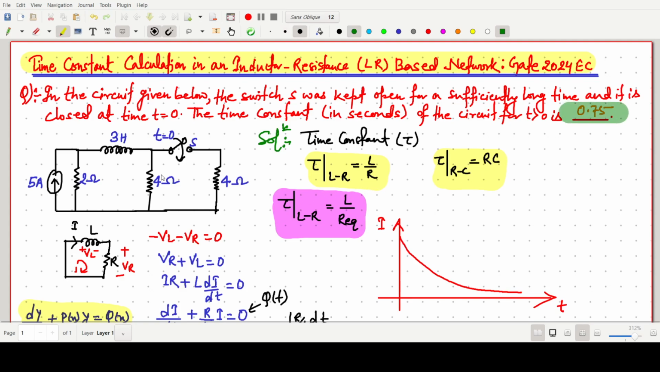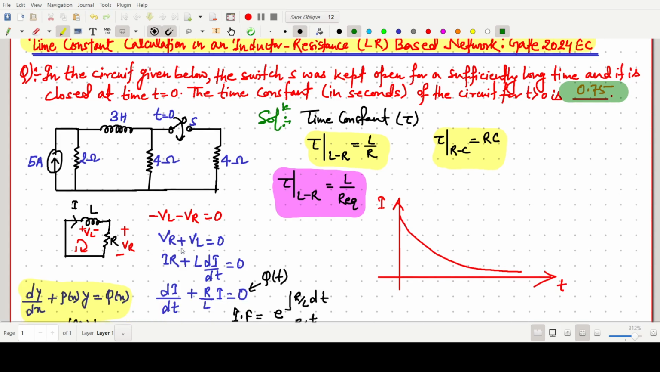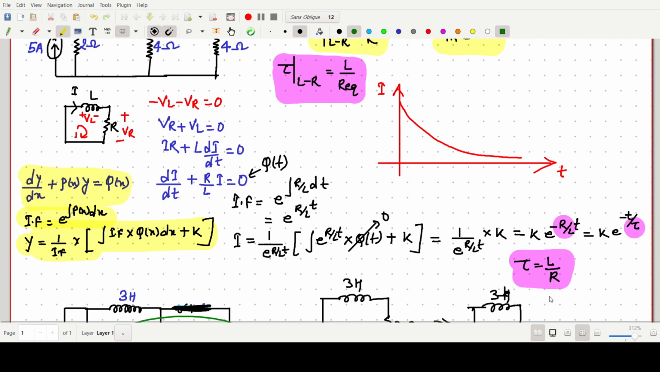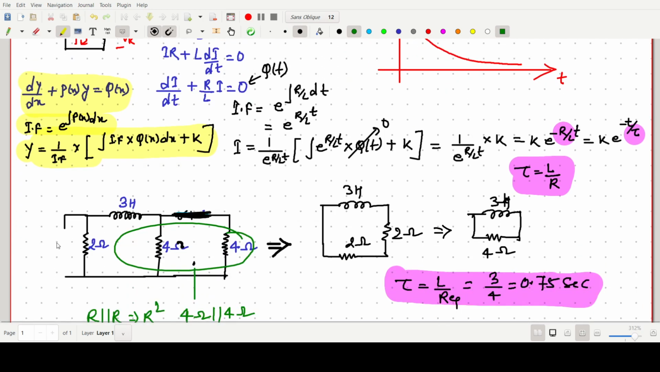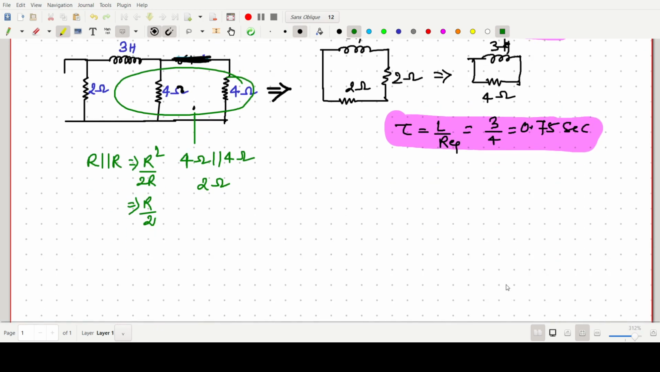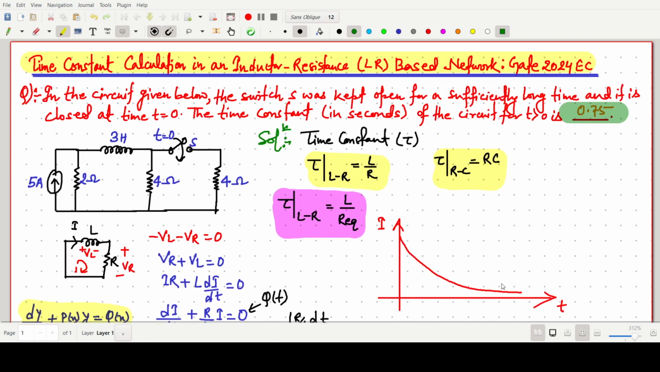0.75. So the thing is that this one is some concept. If you don't know the formula, you just write the L R equation and do some mathematical calculation. This will give the time constant tau. So tau equals L by R, tau is L by R equivalent. Then we have to deactivate, or remove this portion, and find it like this. So this is all about the question based on the time constant calculation in an inductor resistance based network. So thank you for watching this video.